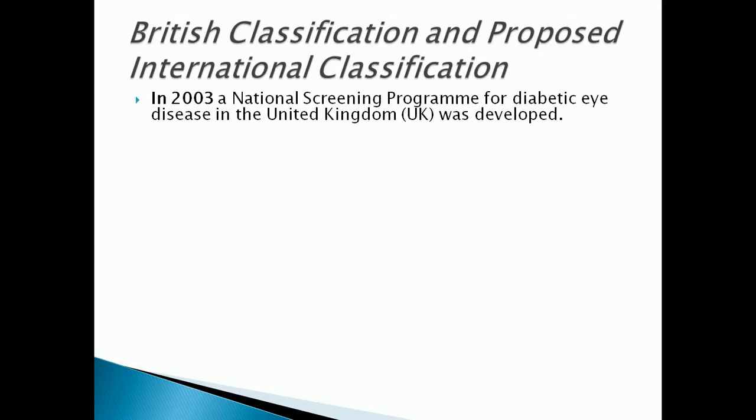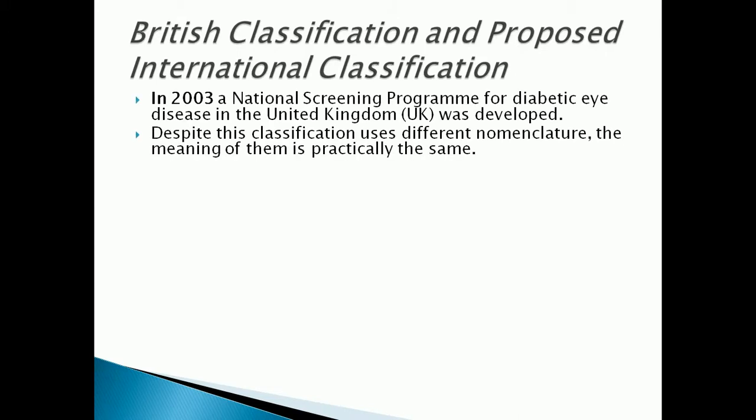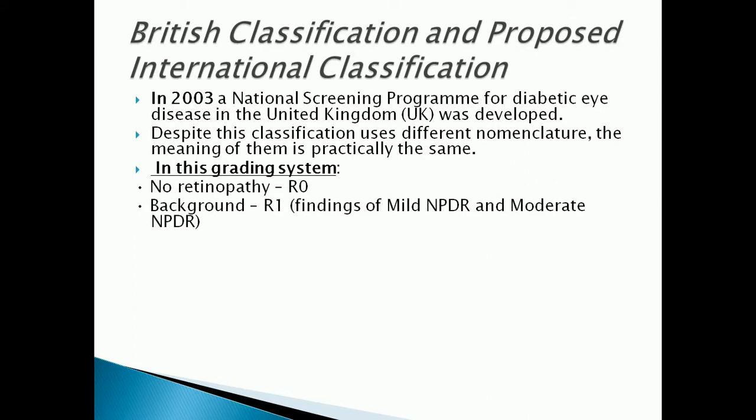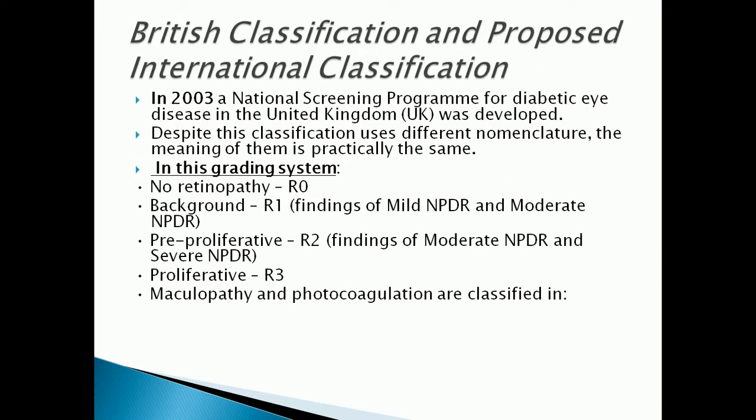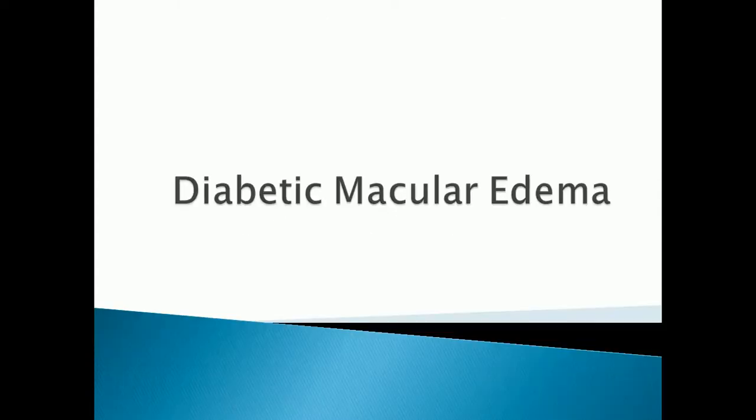Following the British classification and the proposed international classification in 2003, a national screening program for diabetic eye disease in the UK was developed. Although this classification uses different nomenclature, the meaning of them is practically the same in this grading system. No retinopathy is graded as R0, background as R1, pre-proliferative as R2, which includes the moderate NPDR and the severe NPDR, the proliferative as R3, and the maculopathy and photocoagulation are classified as either being absent, that is M0 P0, or present, that is M1 P1. Diabetic macular edema.